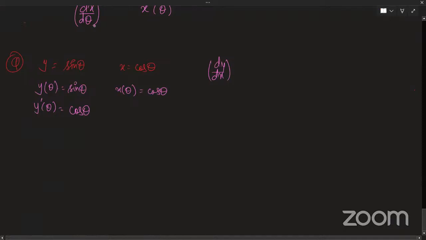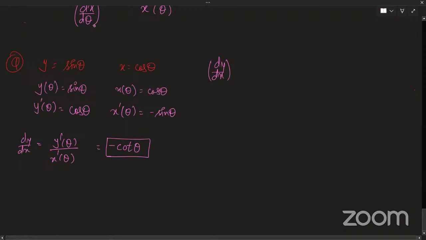What will be my value of x dash of theta? Minus sine theta. So my value of dy by dx is basically y dash with respect to theta divided by x dash with respect to theta. So how much? Minus cot theta. Great. Minus of cot theta. Correct. So you'll get your answer.